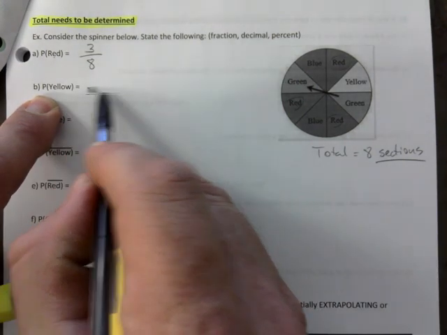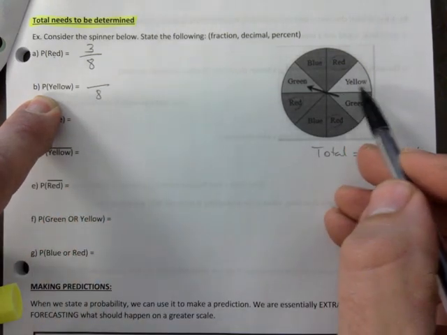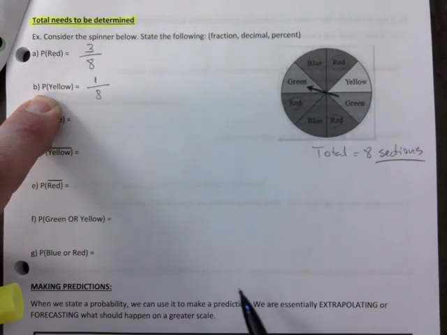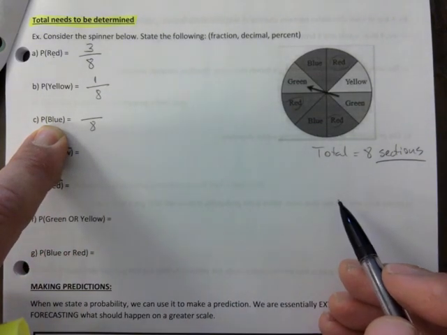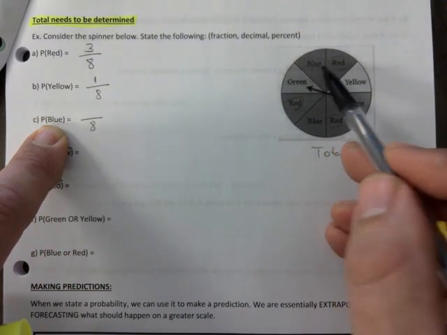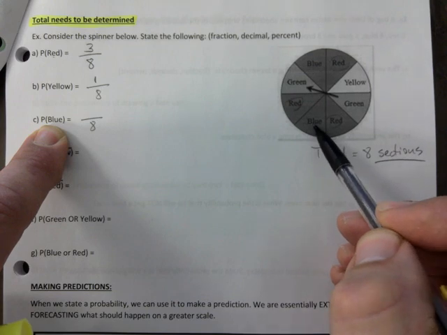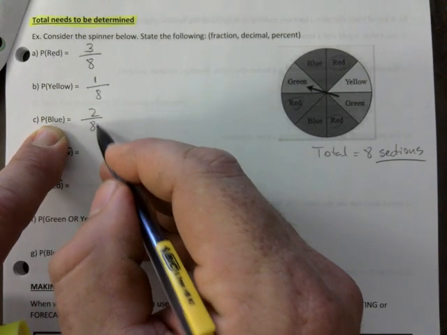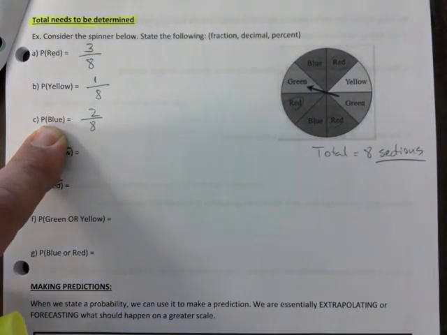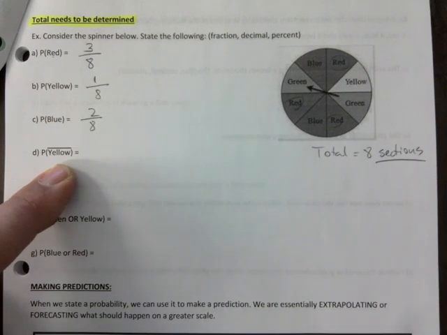Probability of yellow, there's only one yellow section. Okay. Probability of blue, still out of 8. There's 1, 2, I just count 2. That's a quarter, right? 1/4. 2 goes into both of them. So these ones would actually be fairly easy to simplify if you could.